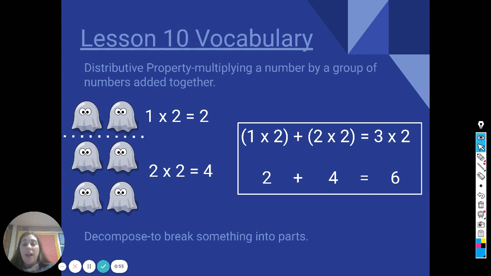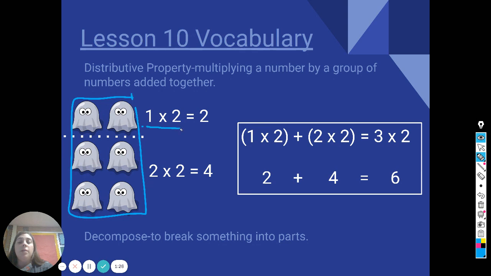We do have some new vocabulary terms. So first we have the distributive property, which is multiplying a number by a group of numbers added together. Going along hand in hand is decompose. And to decompose is to break something into parts. So these two vocab terms kind of go together in our lesson today. And you can see from our ghosts here, we have this whole array, but we broke it down, okay, or decomposed it into two parts.